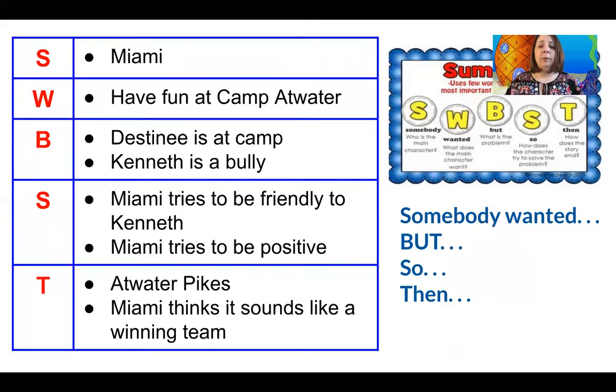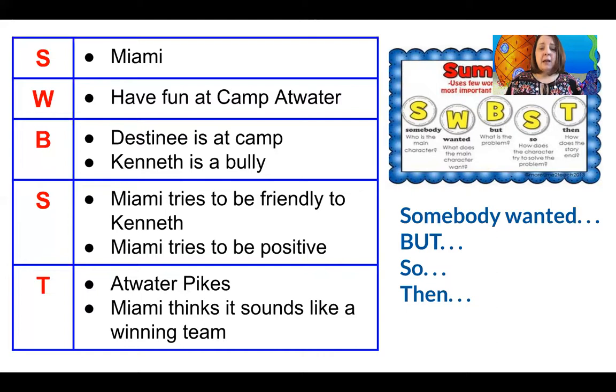He's at a camp that is all about baseball. But what's the problem? Remember, but Destiny is at the camp and he's met a boy in his lodge named Kenneth, and Kenneth is kind of a bully. See how I'm keeping it short and sweet? So the so is, what does the character do to try to solve his problem? Well, we've seen so far that Miami tried to be friendly with Kenneth. And also, you'll notice that Miami tries to be positive. He kind of keeps things flowing, tries to have a positive attitude.